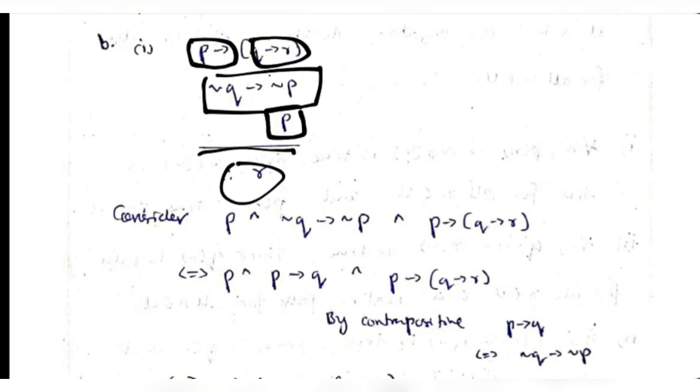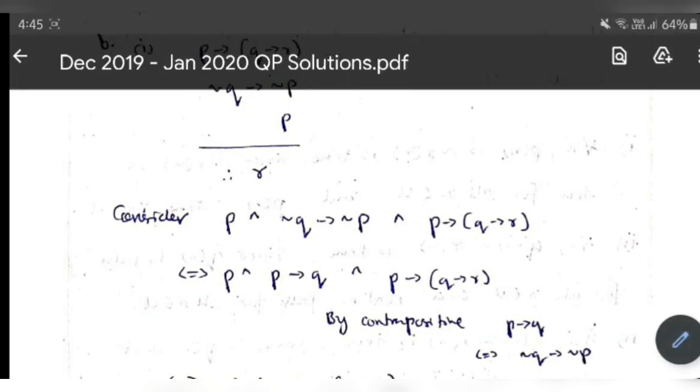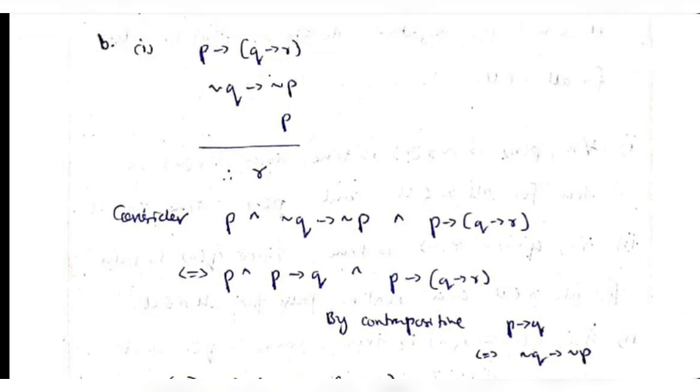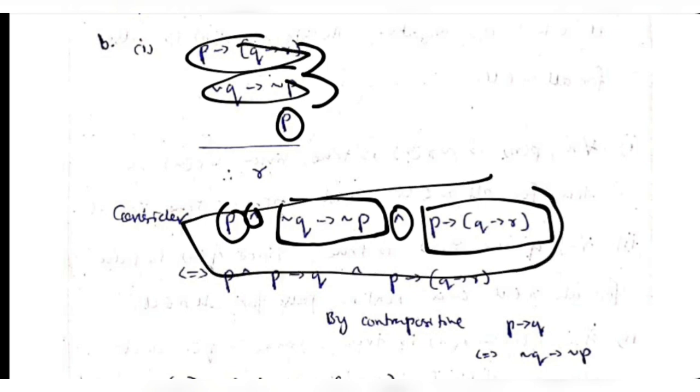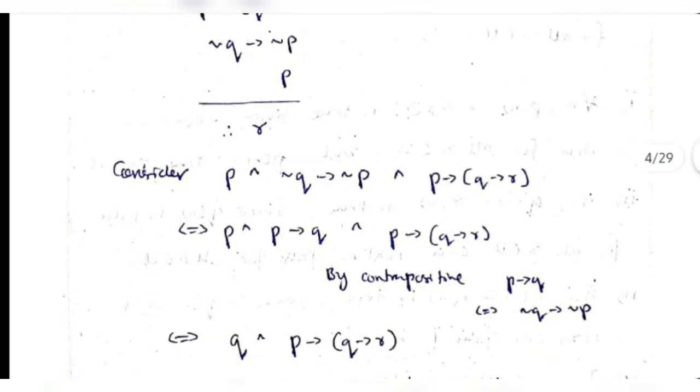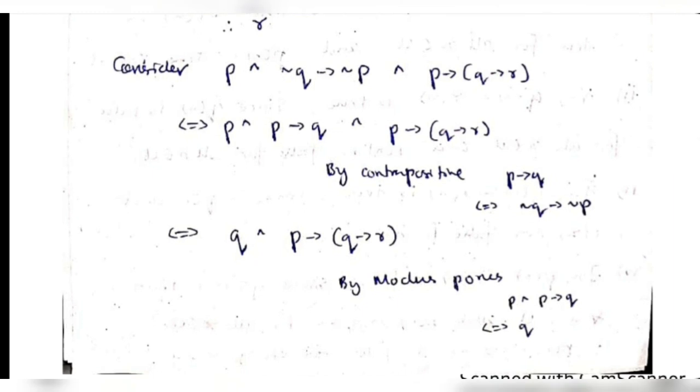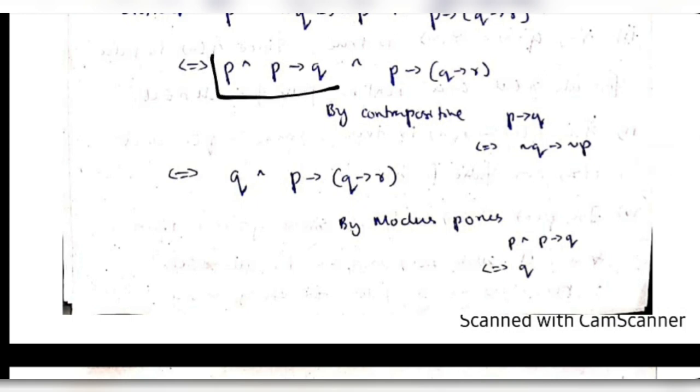So first, what's the step if the question is of this type? Firstly, we have to write all these three statements in the form of AND: p and not q conditional not p and p conditional q conditional r. After writing all of this, we will try to simplify and get r. Firstly, we will use the contrapositive here and write it in this form, and then this will be the same thing here. By using modus ponens, you can simplify this further and write q here, and this will be written in this form.